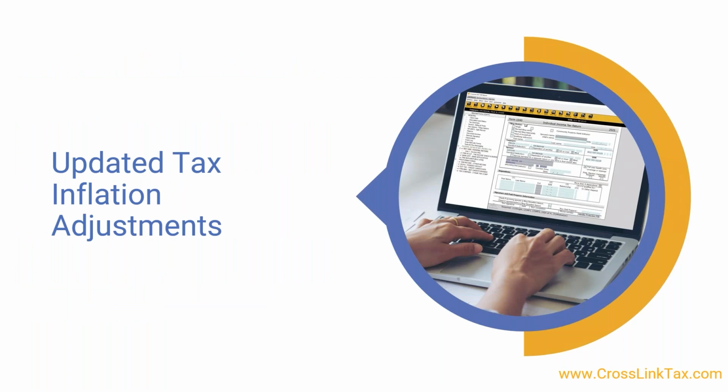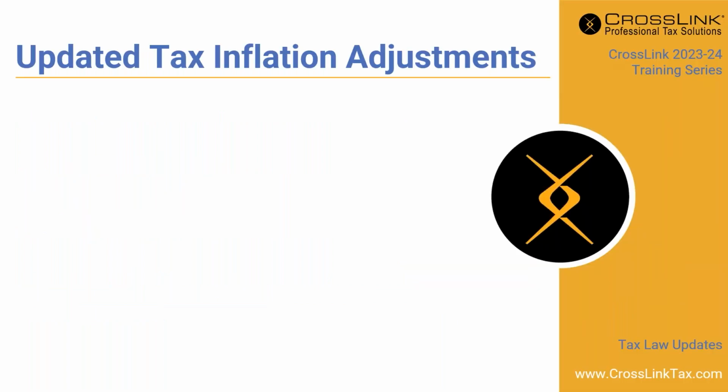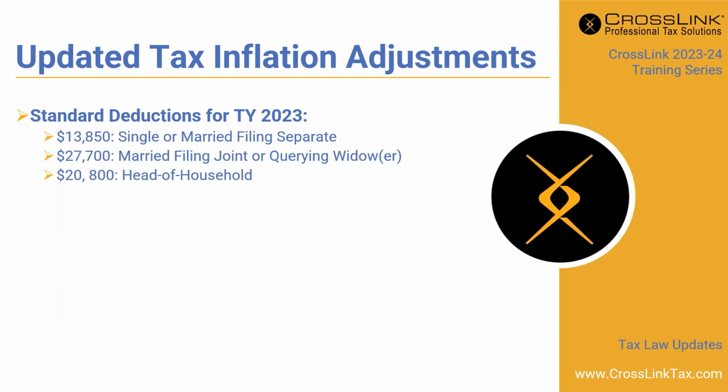I want to start with updated tax inflation adjustments. So for this upcoming year, standard deductions for tax year 2023 will be as follows. First of all, $13,850 for single or married filing separate, $27,700 for married filing joint, and $20,800 for head of household.